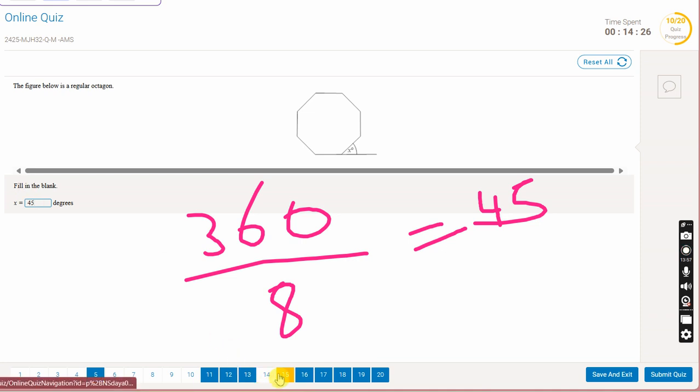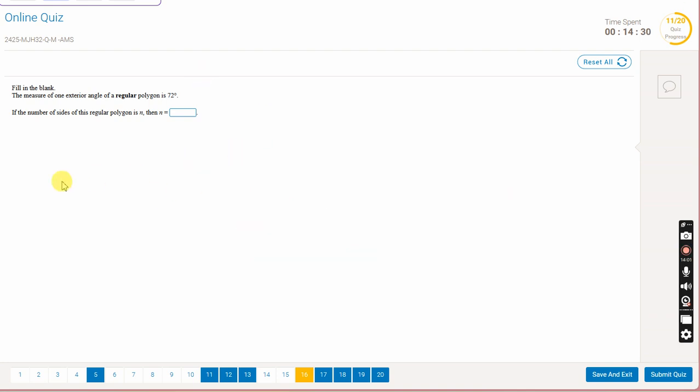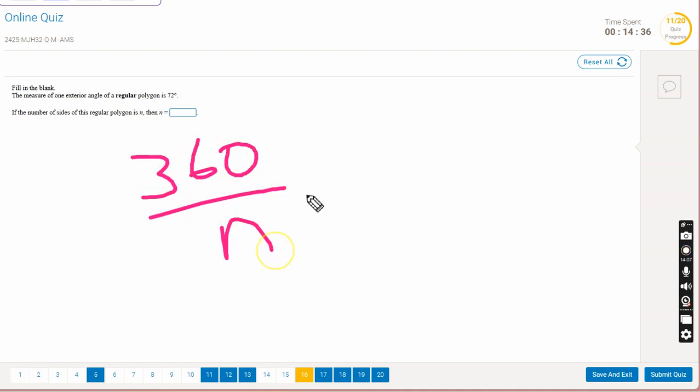So the next ones. Okay, here again, the same thing, the number of sides now. So 360 divided by n is equal to 72. You just bring the 72 to the bottom. So 360 divided by 72. That is 5. So the number of sides is 5. This is a formula you can follow.